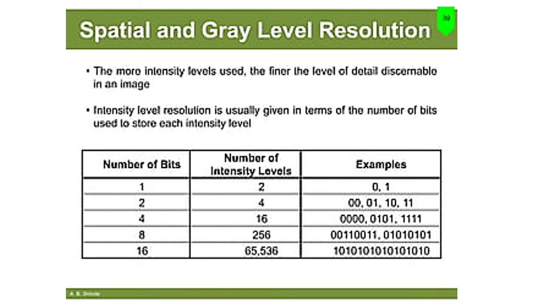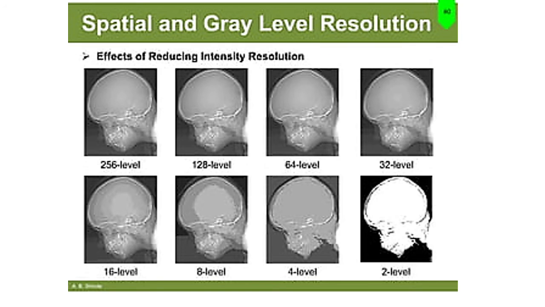So if we have 4 intensity levels, that is 2 to the power of 2. So the power of 2 represents the number of bits. Similarly, we can see this. So what happens when we reduce the intensity resolution?